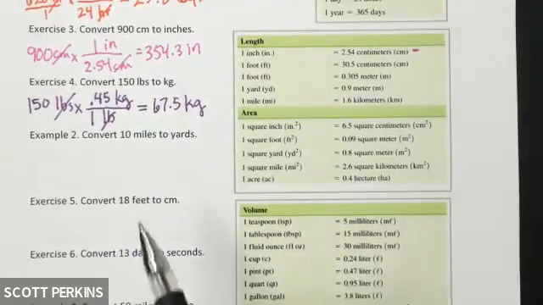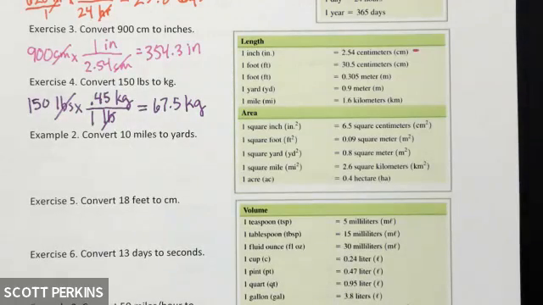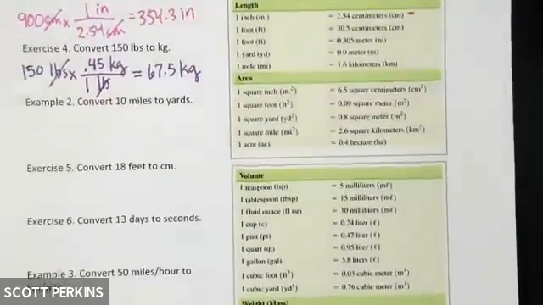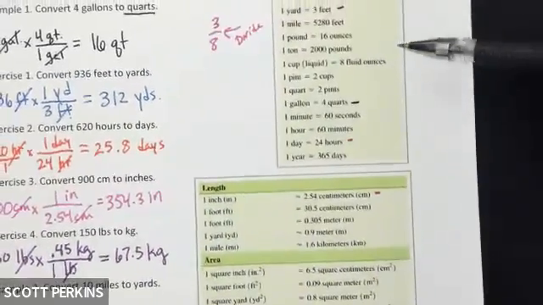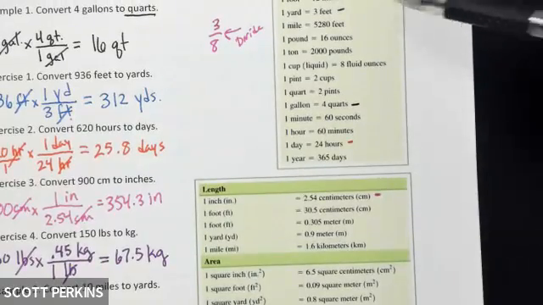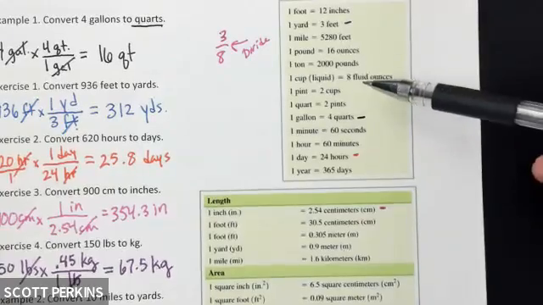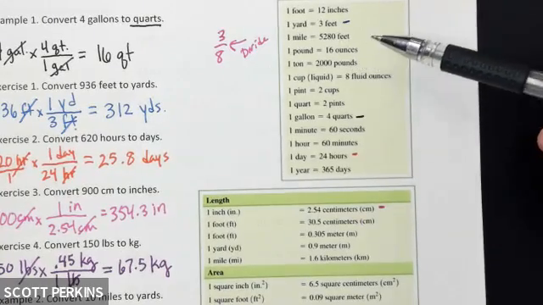My example right here is I want to convert 10 miles into yards. Now, there is a direct conversion, don't get me wrong, but it's not in our table. So if you do know how many yards are in a mile, just hang on. My point is I want to show you what to do when we don't know the conversion directly.